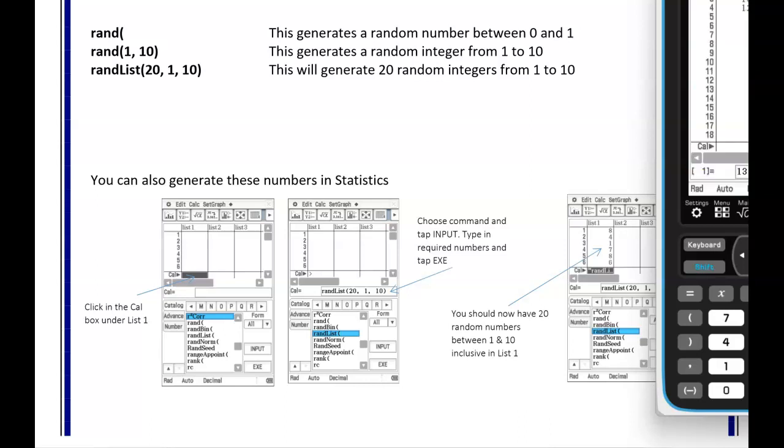So going to stats, I just want to clear all my data here. And then if we go to the list and highlight that bottom bit where it says cal, and then type in there what we want. So now I've lost it. I've got to go back through my catalogue. So RAND list, and it would be.